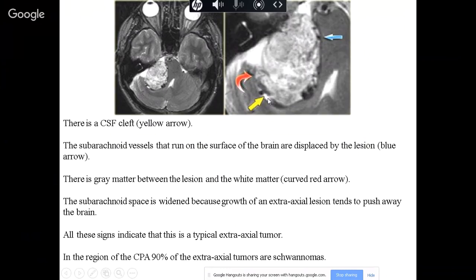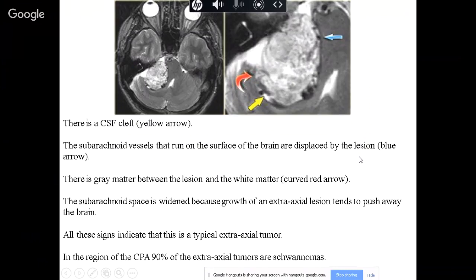Am I right? And then this is a subarachnoid vessel, look at here. You see the vessel there? And then this is the gray matter. If you look more carefully, this is the gray matter and this is the white matter, a little bit here, it's difficult to see. So all this indicates this is extra-axial, and in the CP angle, at 80%, it will be schwannoma. Does that make sense?